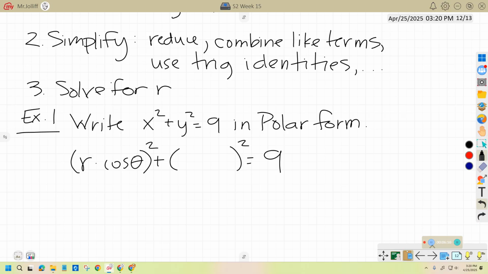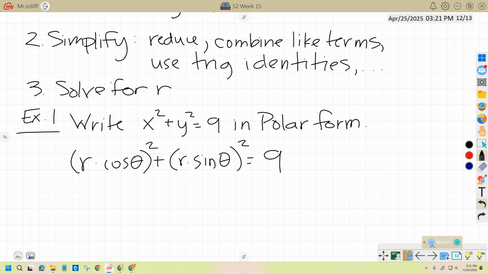Same thing for the y. Y is r sine theta. Step 1 is done. I have substituted. Next step is to simplify.